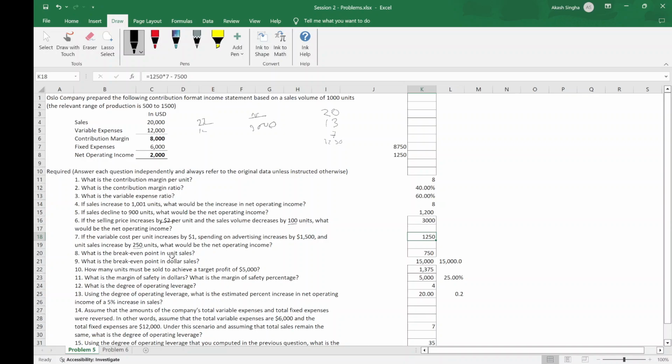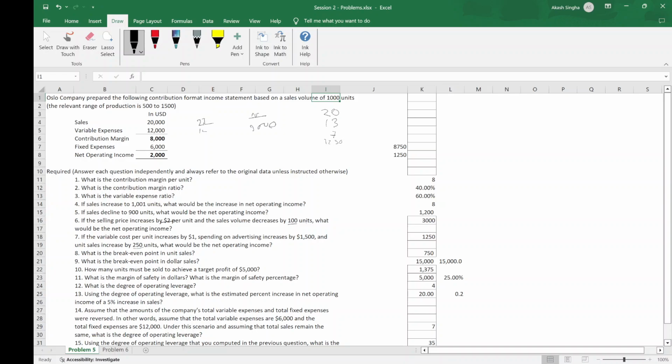So what is the break-even point in unit sales? Break-even point means when the net operating income will be zero. So when it will be zero, when the contribution margin and fixed expense will be equal. We cannot change fixed expense, right? We can change the sales number and the corresponding units.